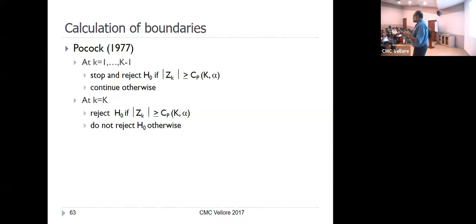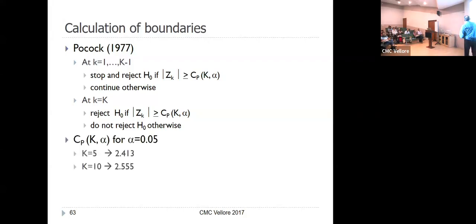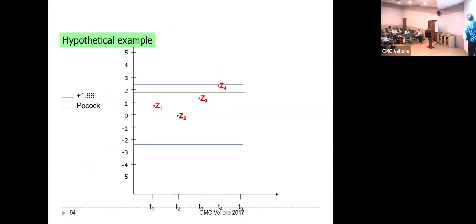Different statisticians proposed different things. Stuart Pocock proposed, let's do it one way: if I know I'm going to do K tests, let's just make it simple. Let's just adjust that 1.96 and move it up to account for doing multiple tests. How much do I move it up? It's a complicated way to do it. He calculated it. And he said, if I'm doing 5 tests, instead of 1.96, it's 2.4. That's it. So these are the Pocock boundaries, 2.413, because I'm doing 5 tests.